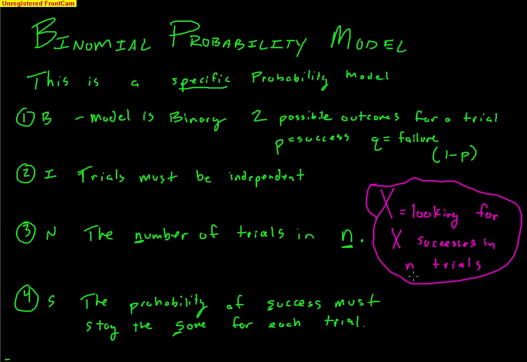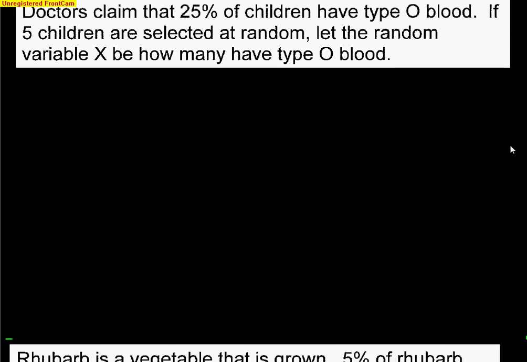So we need a specific number of trials. That's number 3 here. We need our chance of success to stay the same throughout. That's number 4 here. And there must be only 2 options, success and failure for any given trial, and that's number 1 here. And then we also must make sure that those trials are independent of each other. So when we think about binomial probability models, we're always thinking about how many successes we can have out of N trials. So now we're going to look at an example here, and I hope it all ties together.